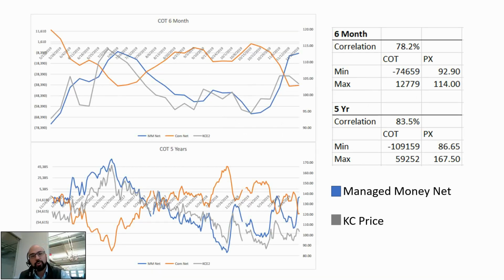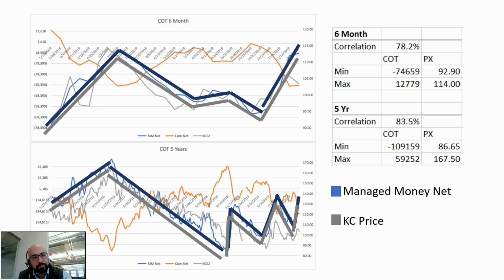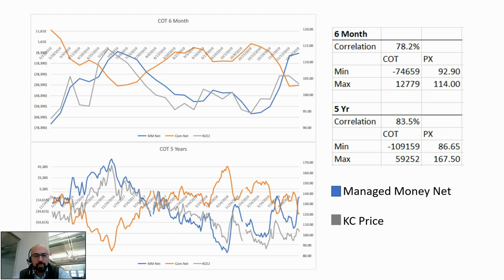These two charts show Coffee's COT report graph first price. The top chart is a 6-month, and the bottom chart is expanded out to 5 years. The net spec position is in blue. The futures price is in gray. You can see how beautifully they track each other, and when I ran the correlation, it's about 80% for both time periods. Clearly, there's a big connection between price and positioning.